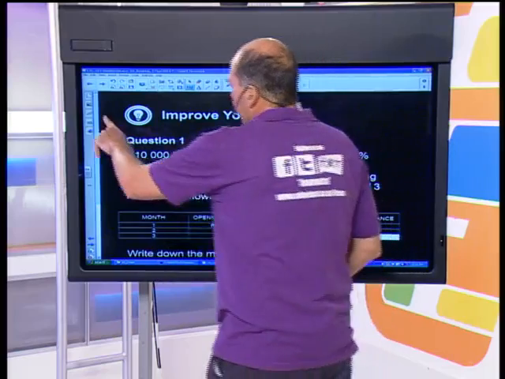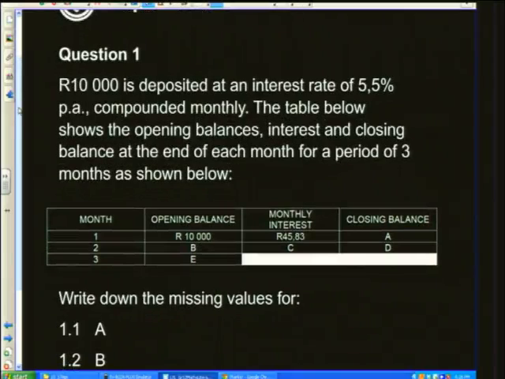Right now, let's do some more revision. So let's get going with this one. And it's exactly that sort of question that we're going to deal with now. So it says 10,000 Rand is deposited at an interest rate of 5.5% per annum, compounded monthly.